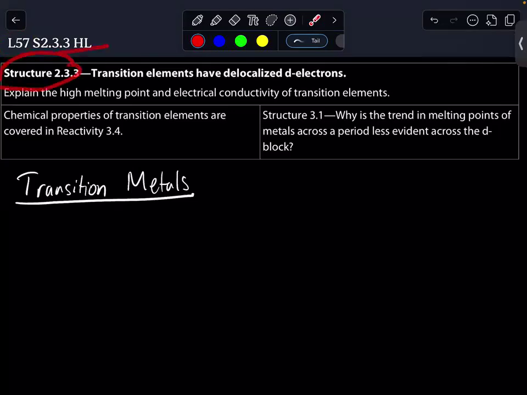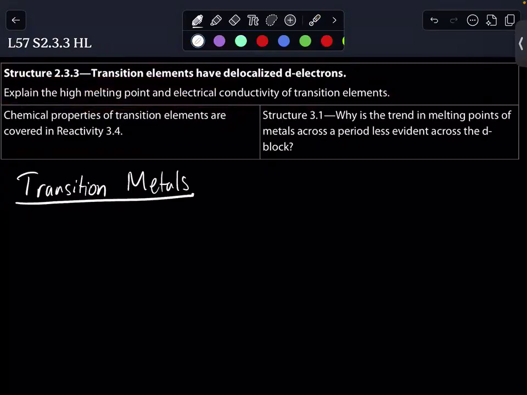We're going over structure 2.2.3, transition elements with their delocalized d electrons. We're going to explain the high melting point and electrical conductivity of these elements. Many of these are going to be further covered in 3.4. However, let's just go with melting point and electrical conductivity.